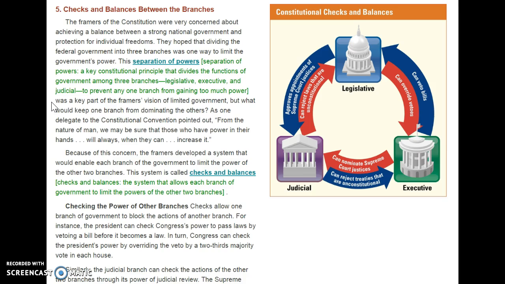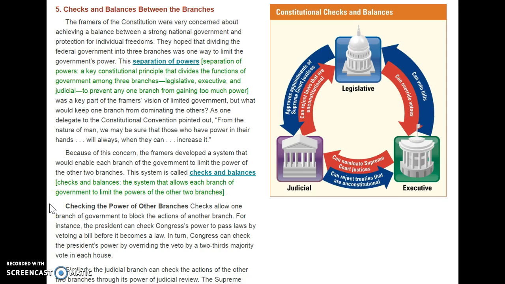But what would keep one branch from dominating the others? As one delegate to the Constitutional Convention pointed out, "From the nature of man, we may be sure that those who have power in their hands will always, when they can, increase it." Because of this concern, the framers developed a system that would enable each branch of government to limit the power of the other 2 branches. This system is called checks and balances. Checks and balances is the system that allows each branch of government to limit the powers of the other 2 branches.